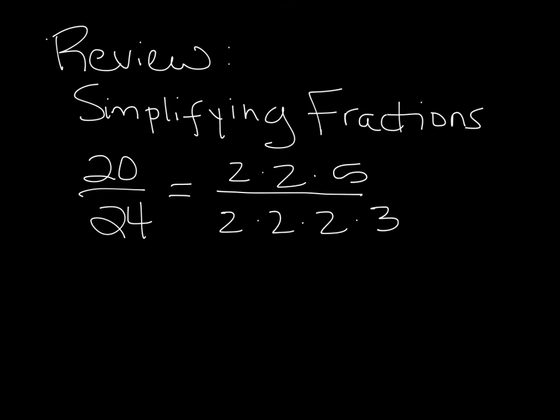So here we go. A 2 divides a 2 out, a 2 divides a 2 out, and that's it. They don't have anything else in common, so we can say the answer is 5 over 6. 2 times 3 is 6. So when you do 20 over 24 and you reduce it, technically that's what you're actually doing.